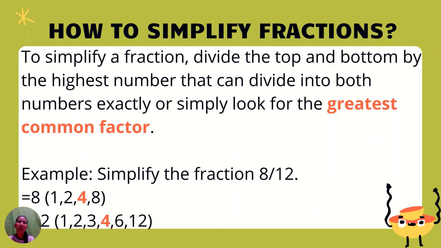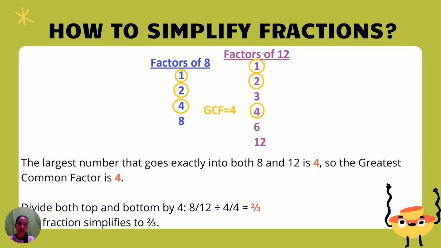Question, how to simplify fractions? Okay. To simplify a fraction, divide the top and bottom by the highest number that can divide into both numbers exactly, or simply look for the greatest common factor. Let's see the example. Simplify the fraction 8/12. So the factors of 8 are 1, 2, 4, and 8. The factors of 12 are 1, 2, 3, 4, 6, and 12. Let's see this picture. Okay, the largest number that goes exactly into both 8 and 12 is 4. So the greatest common factor is 4.